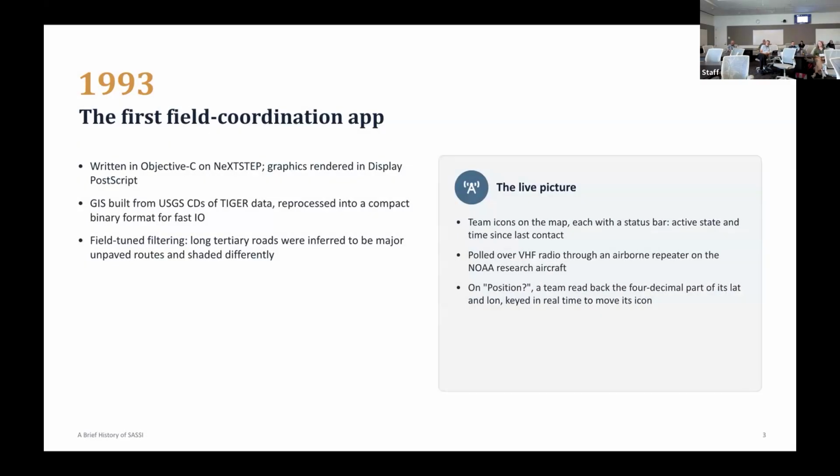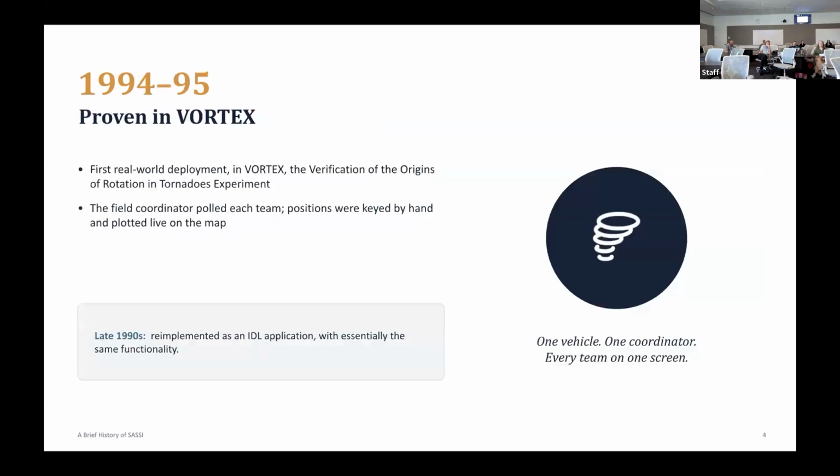So this really gets started in 1993. The first version of SASE was written in Objective-C on NextStep, and graphics were done in Display PostScript. There was no open source anything during this era, so the GIS also had to be built in-house, using USGS CDs of Tiger data that were reprocessed into a compact binary format for faster input and output. And then field tuning was done by having the long tertiary roads explicitly mapped in a different format, since you need to know that when you're flying at 60 miles an hour.